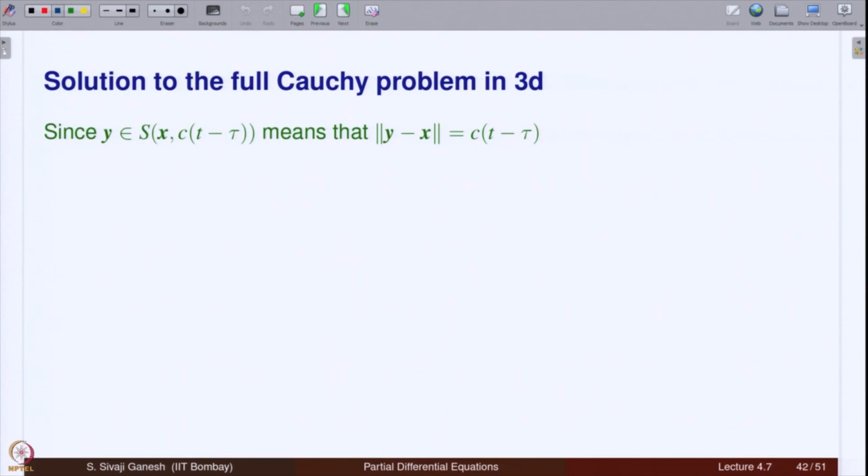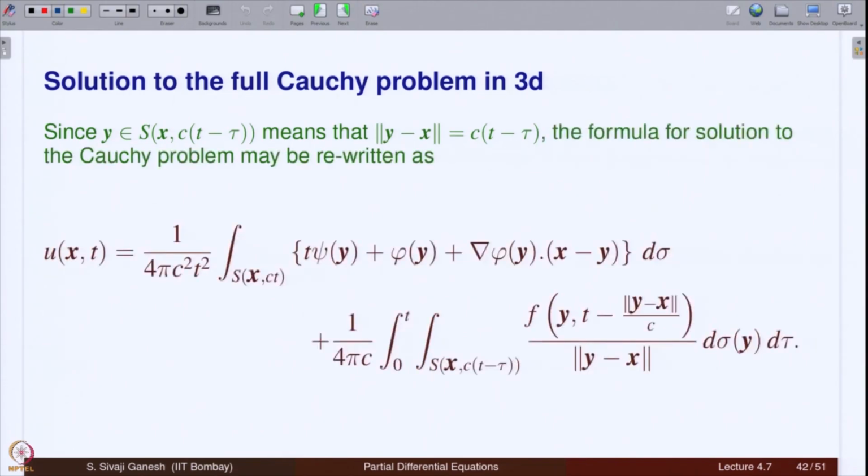Therefore, since y is in the sphere, that means that norm y minus x is c into t minus tau. The formula may be written like this, now t minus norm y minus x by c and norm y minus x. Earlier it was written t minus tau, but now we can convert in terms of y and x.